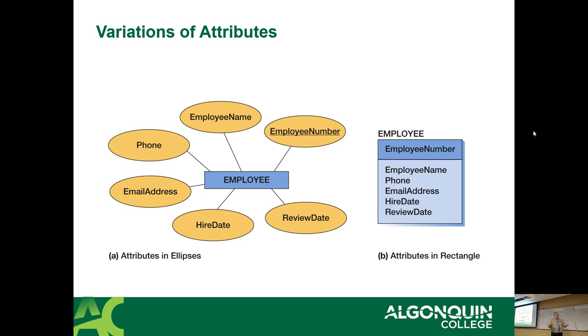The employee number here in this dark blue section is the same thing as the underlined attribute in the ellipses. They're functionally equivalent to each other. One takes a lot less room on a piece of paper. And if you are writing database design software, you probably already have code to draw boxes with things in it instead of having to draw a second piece.